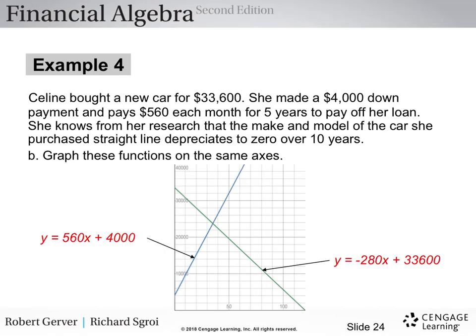Okay, so here are the two straight line graphs. Her expense function is represented by this, okay? It has a positive slope because as time goes on, she's paying more and more money. The other line is the depreciation function, which shows that it is depreciating in value. The value is going down, down, down, all the way down to 10 years.